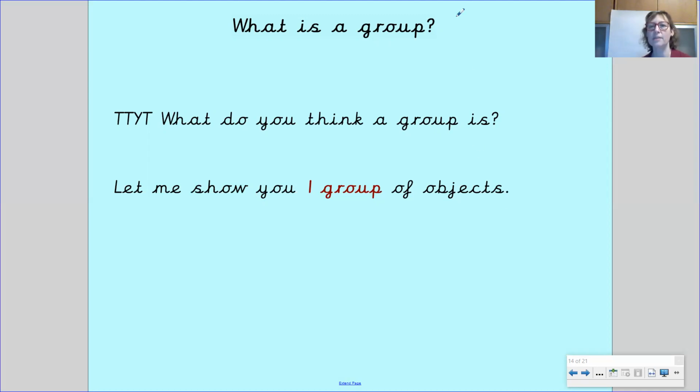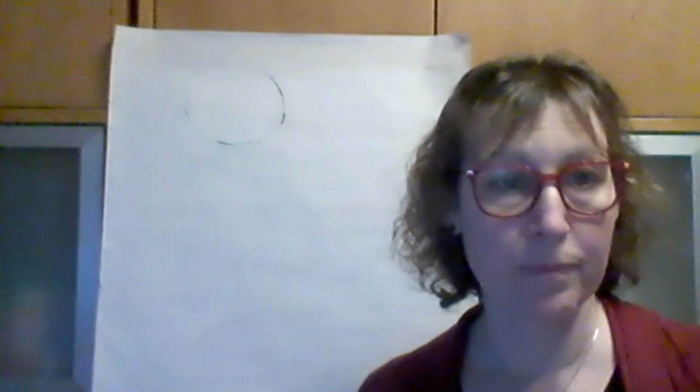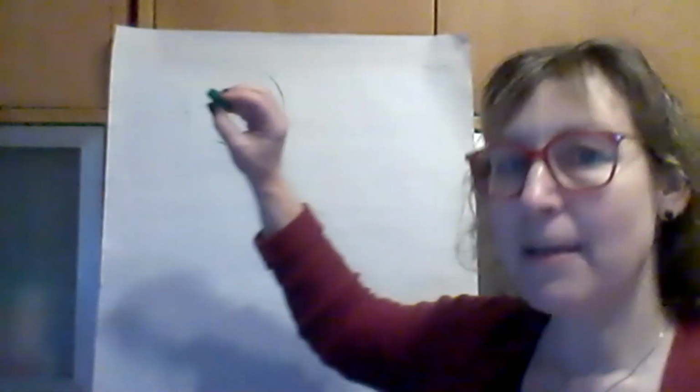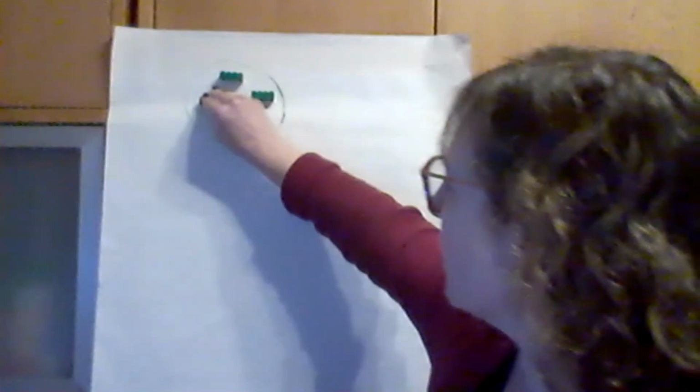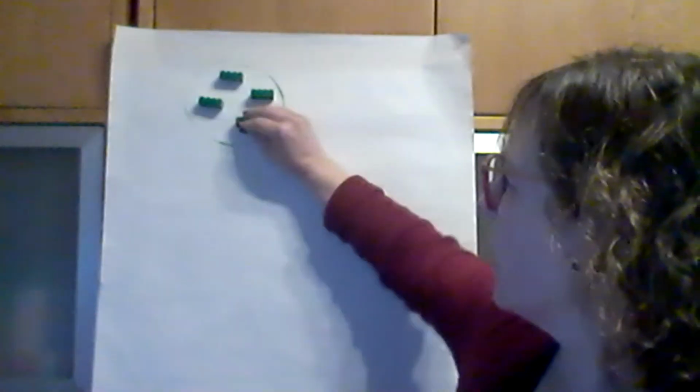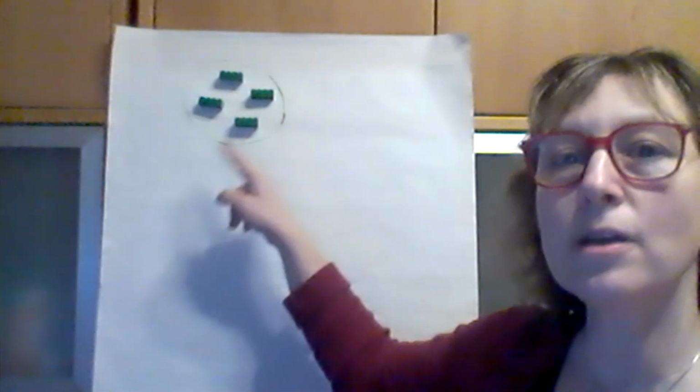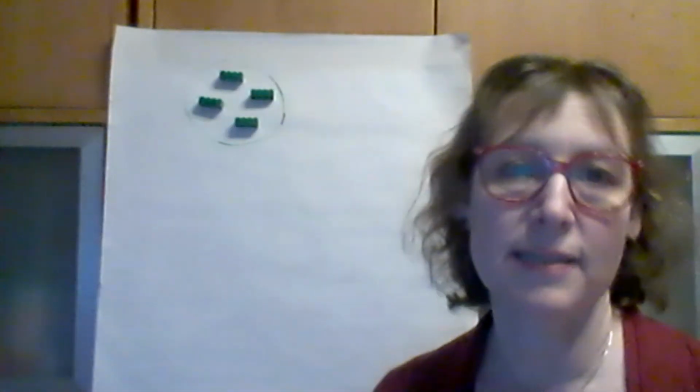I'm going to show you a set of objects. So on my board, I'm going to draw one circle. And that's my one group. And I've stolen some of my children's Lego. If it falls off, you're going to hear a very loud bang because my floor is wooden. So I've got 4 pieces of Lego, and I'm just going to put them all into that one group. So I have got one group with 4 objects in it.